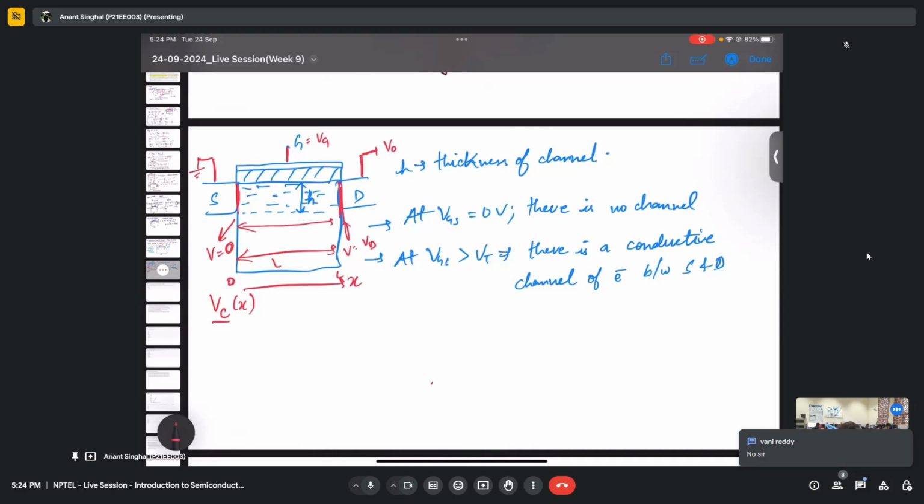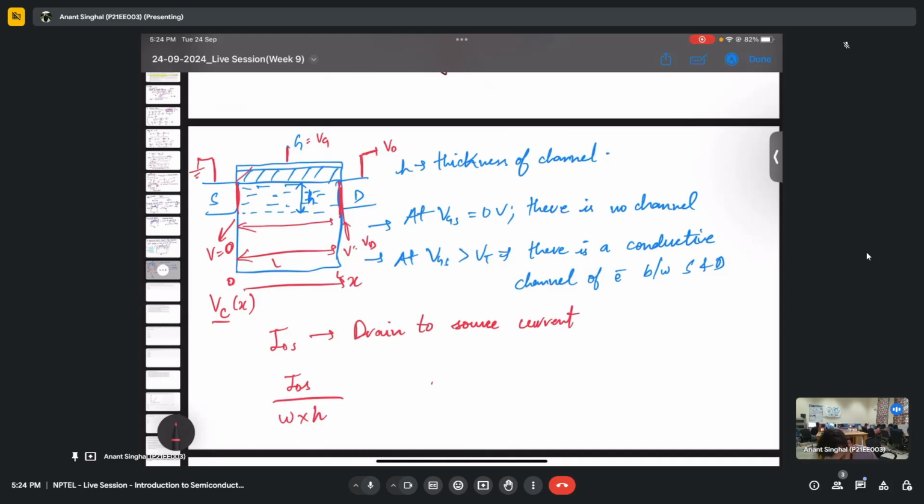Okay, yeah. Thank you. So let's say we have a channel which has a thickness h, as I have already noted, from drain to source. And what I am interested in is the current from drain to source. This is what we'll be deriving, the drain to source current, which is IDS. And if I write the current density, it will be W times H, the thickness, which will be the cross section at the back side. So it will be W times H. So this is nothing but current density, that is current per unit area.